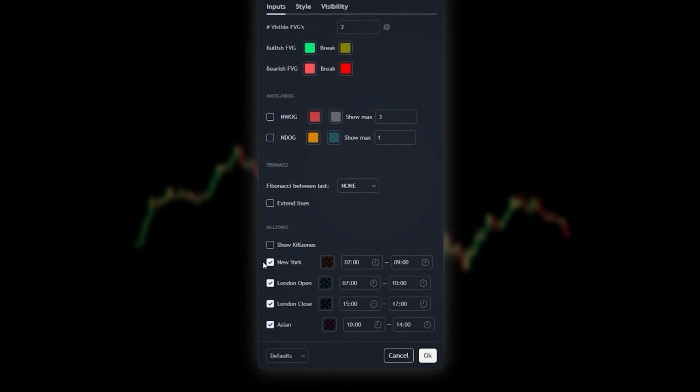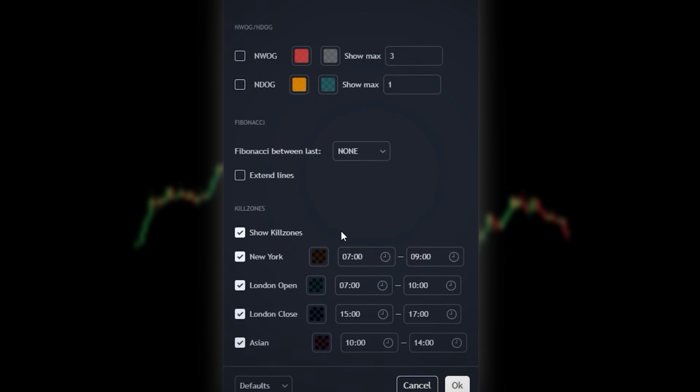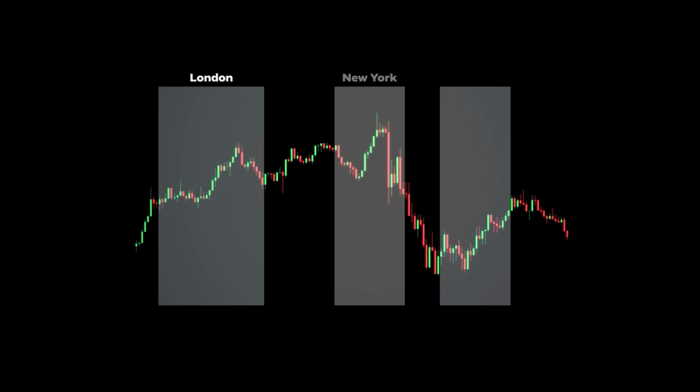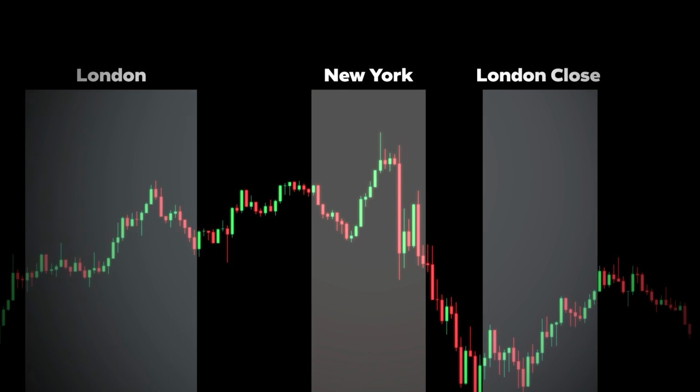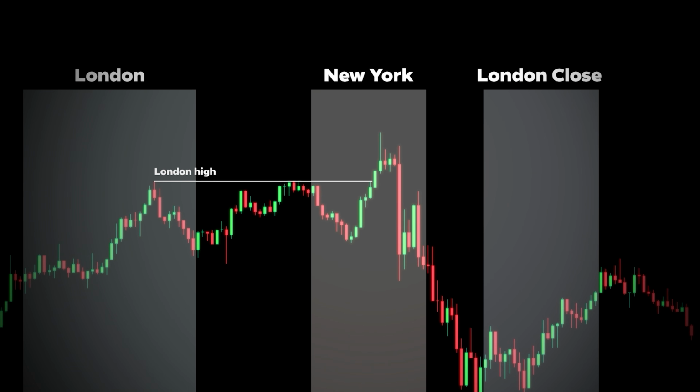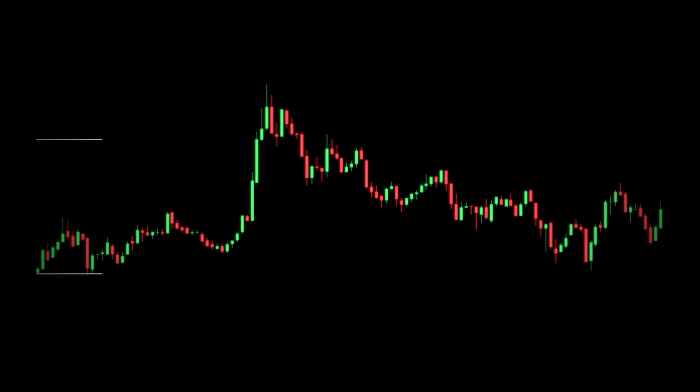Last but not least, kill zones. Proper timing is essential in trading, and ICT kill zones highlight specific periods when high probability trades are more common, providing a significant edge to traders who utilize them effectively. So let's combine everything we just talked about, and I'm going to show you my favorite trading setup using this indicator. So here we have a market that has been ranging.